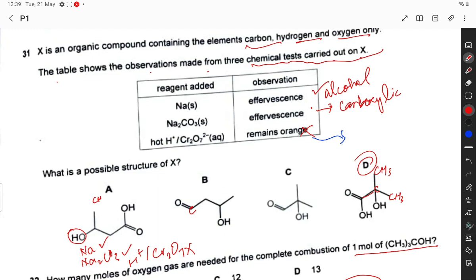In this case, this is an aldehyde and this is an alcohol. Sodium can react, sodium carbonate cannot, and Cr2O7 can. So that's why it is incorrect. C: this is an aldehyde, this is a tertiary alcohol. Sodium can, sodium carbonate cannot, and Cr2O7 cannot. So this is an aldehyde, so dichromate can react.